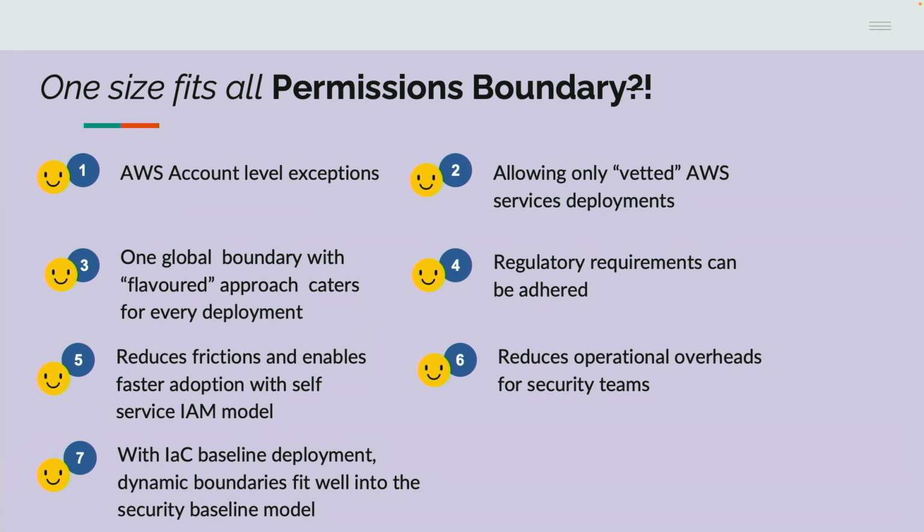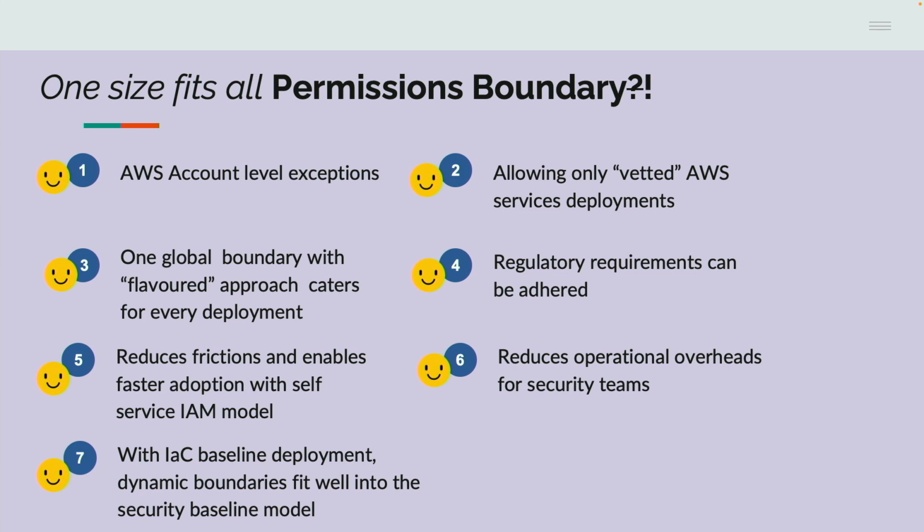Now, the question was: is it possible to create a one-size-fits-all permission boundary? It seems like we have answered the question. We tackled AWS account-level exceptions. We are only allowing AWS vetted service deployments based on the global allow list. We have a flavored approach in case you want to create a new flavor of the boundary for very specific AWS environments. And also regulatory requirements can be adhered to.